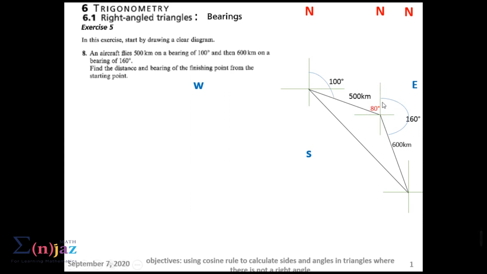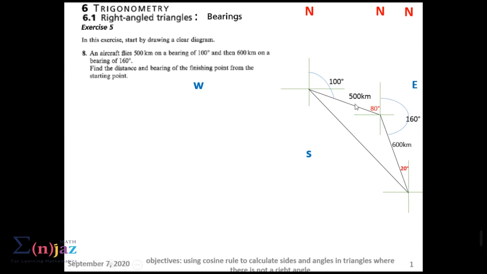If we look here, there is one more pair of co-interior angles. Like I said, north, north, and the 600 is passing through both parallel lines. So the 160, this one is going to be 20 because both add up to 180 degrees.